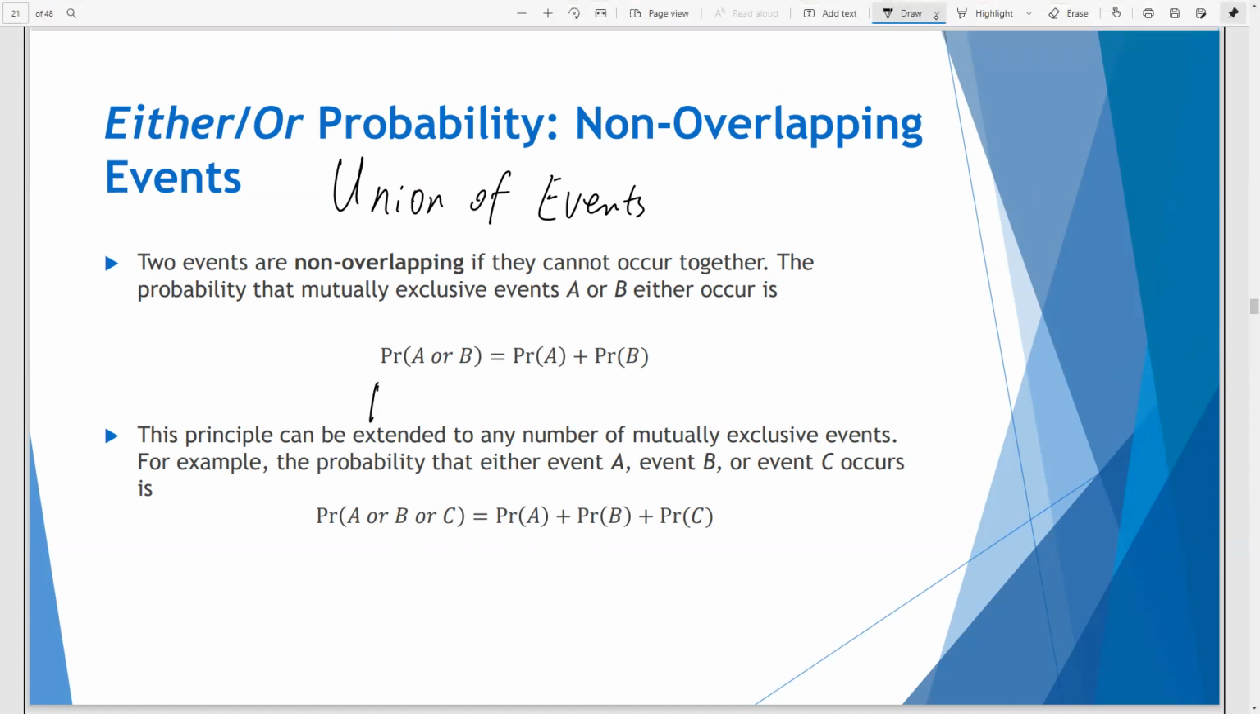Or we could write it as the union of A and B occurring equals that sum, right? The principle can be extended to any number of mutually exclusive events. For example, either A, B, or C occurs, they are mutually exclusive. That will be just the sum of each one, or we write it as the union of A, union B, union C, which is equal to the sum.